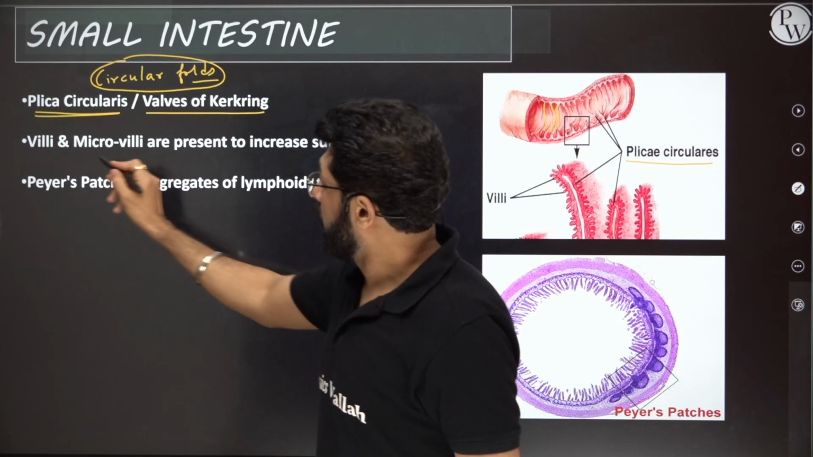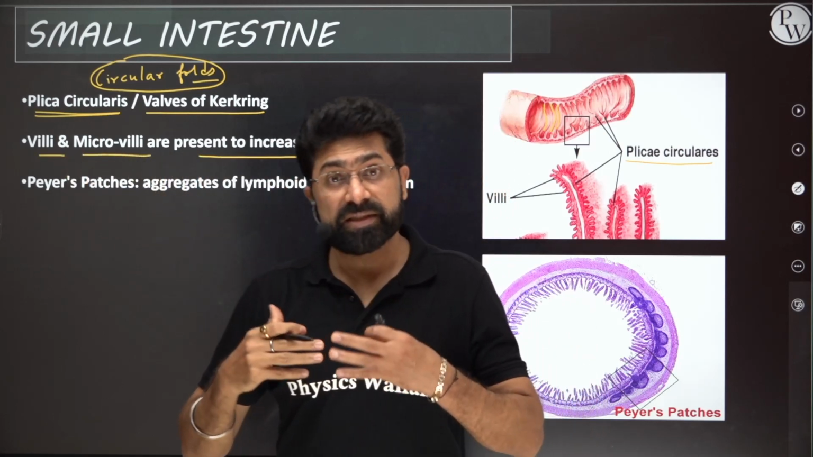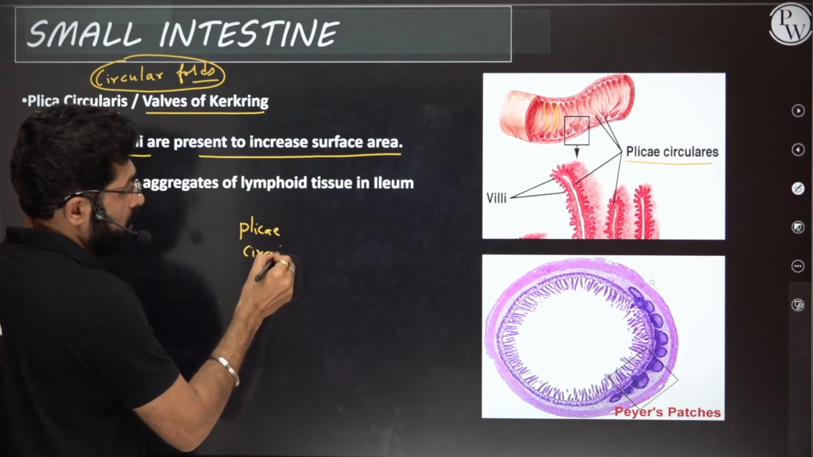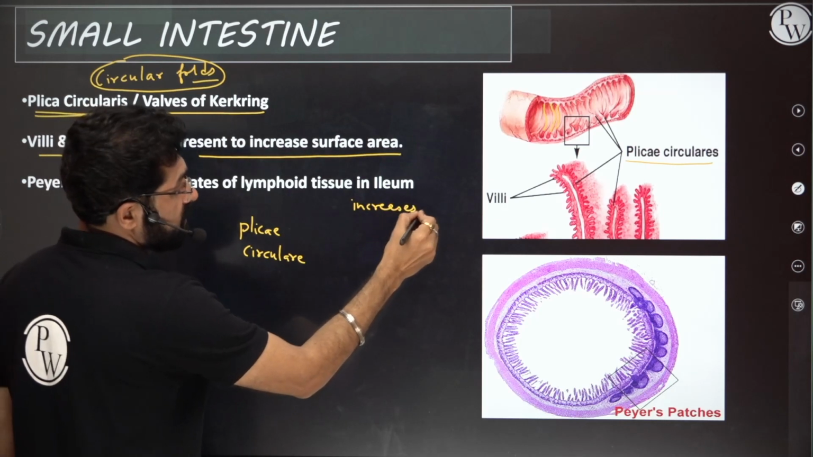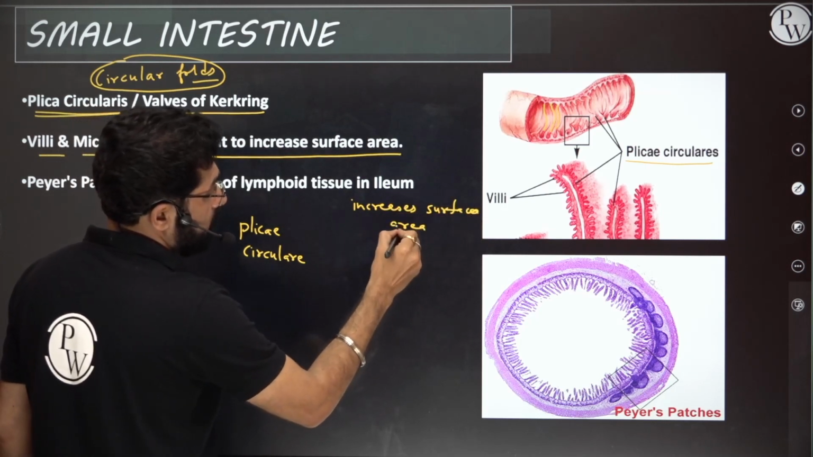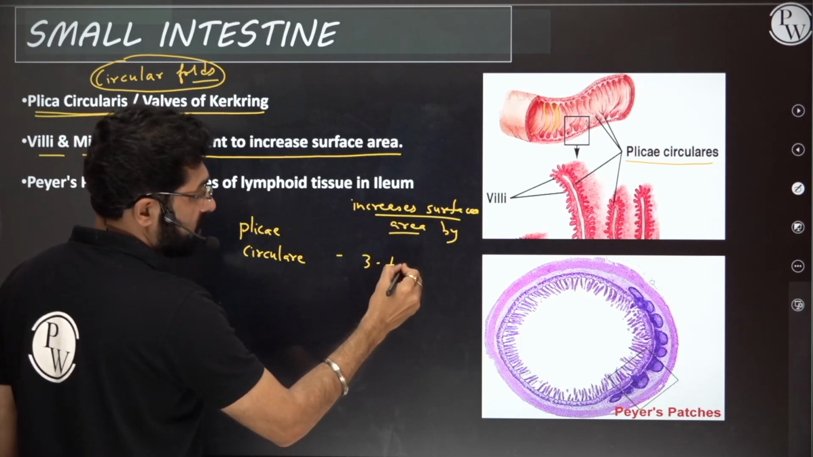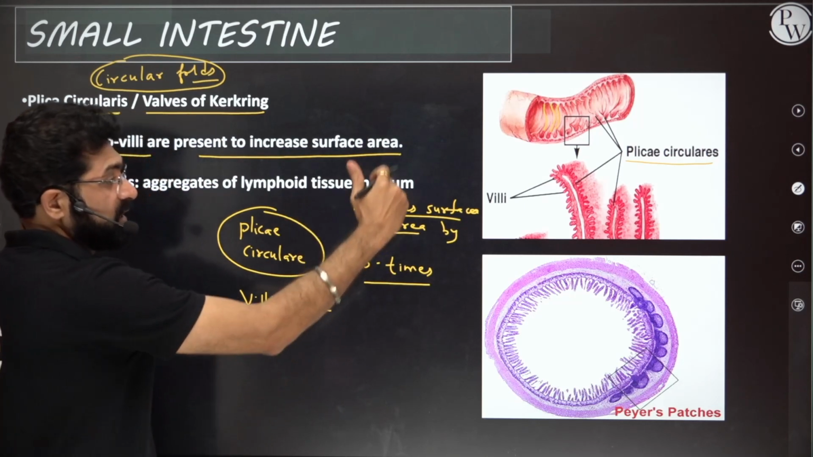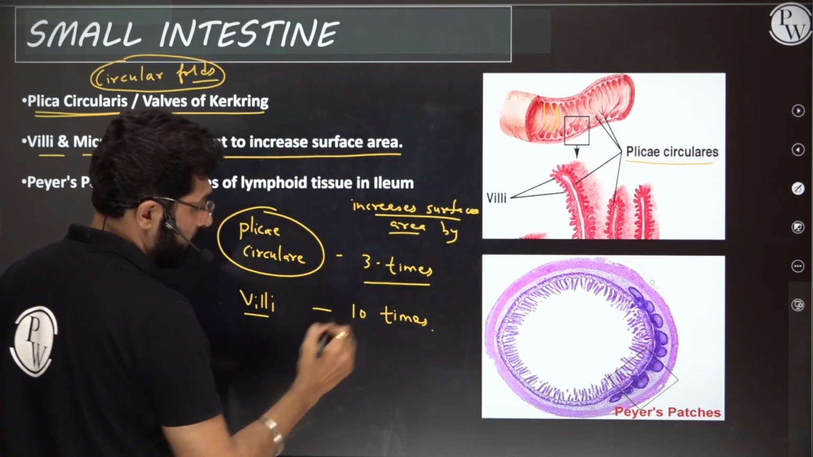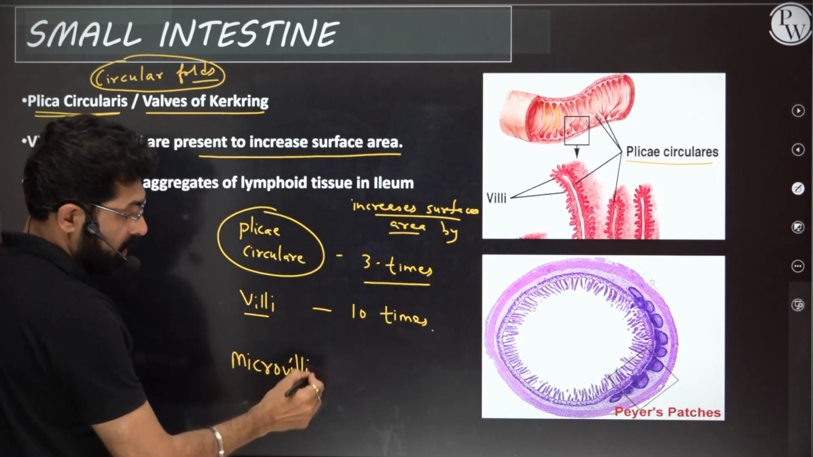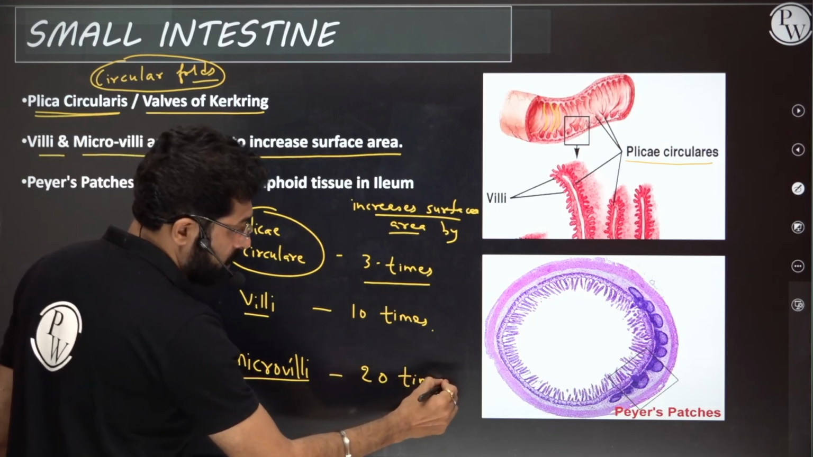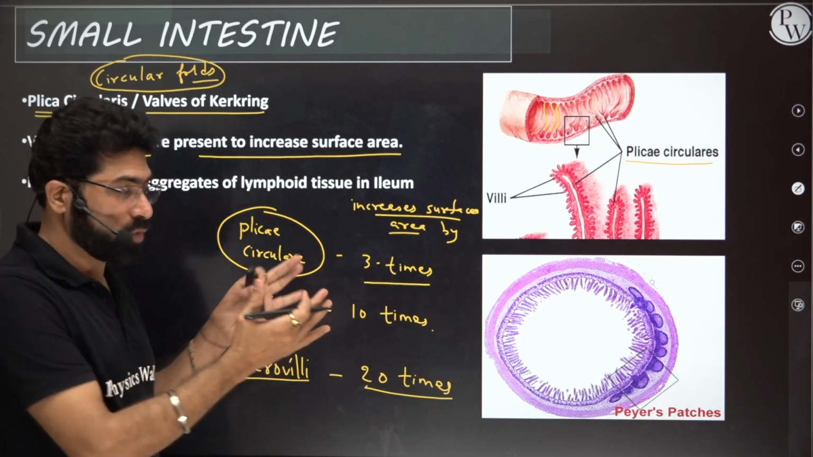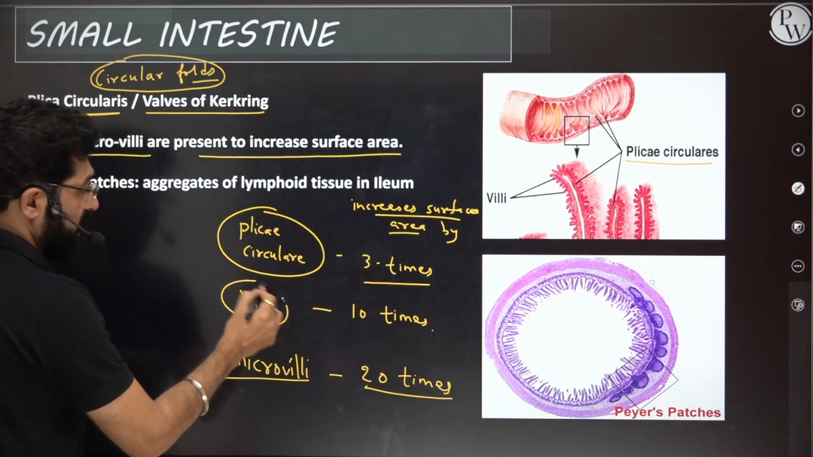Circular folds, villi and microvilli are present here so that they increase the surface area. Do you know? The plicae circulares increase the surface area by 3 times. Villi will increase the surface area by 10 times. And when you have more microvilli on that, ultimately it is going to increase 20 times. So now you can think how many times the surface area has increased because of the presence of plicae circulares, villi, and microvilli.